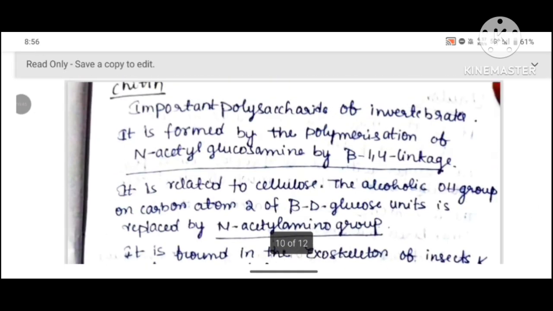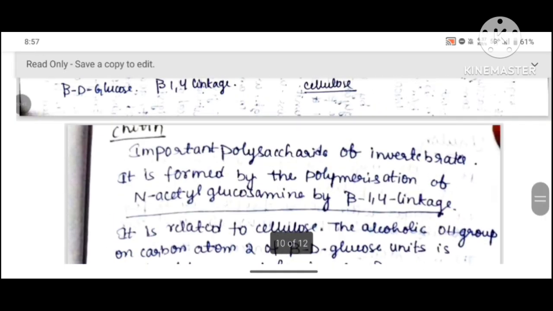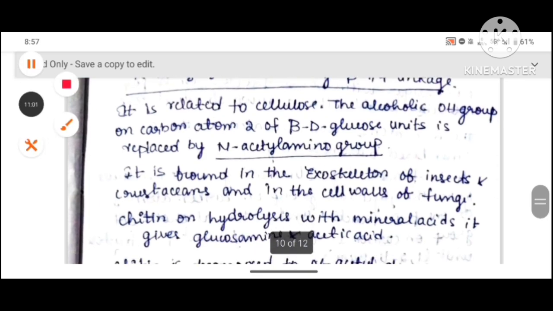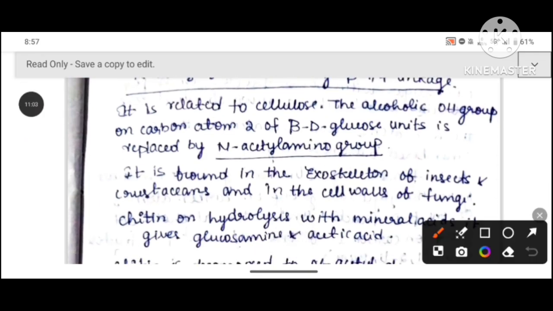The fungi do consist of a cell wall, right? The cell wall of fungi is composed of chitin. And you see the exoskeleton of a cockroach, right? The exoskeleton of a cockroach is also made up of chitin. So as it contributes to the formation of cell wall, it is related to cellulose.